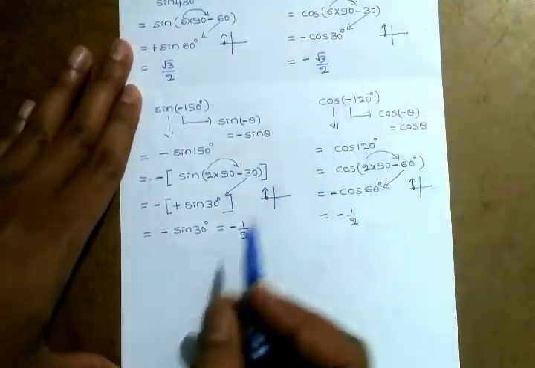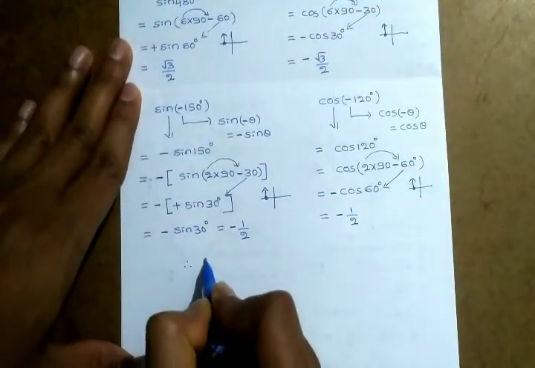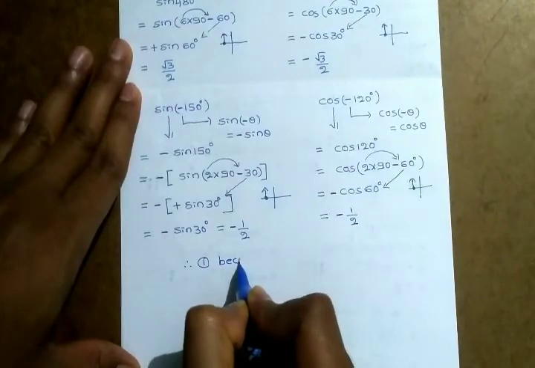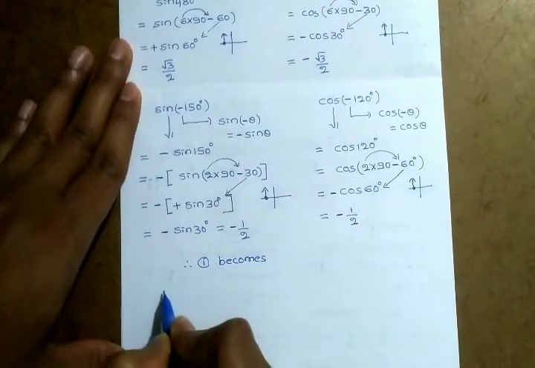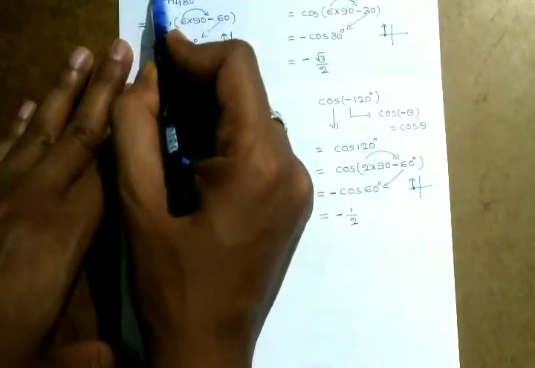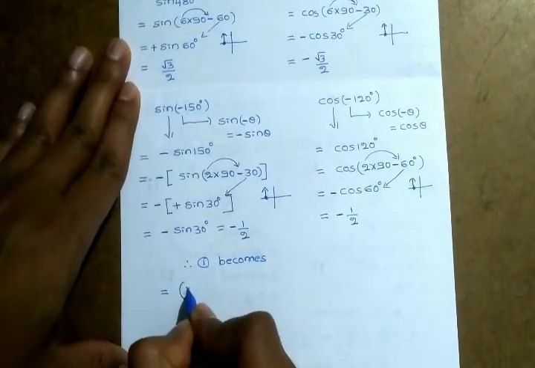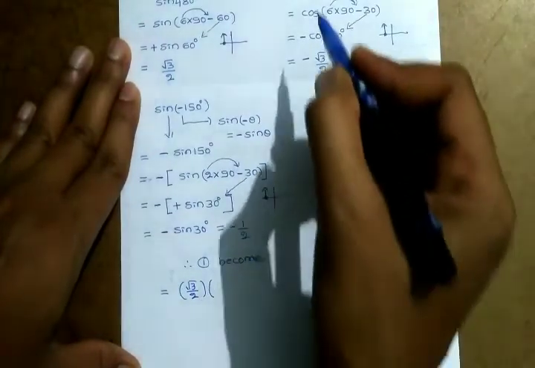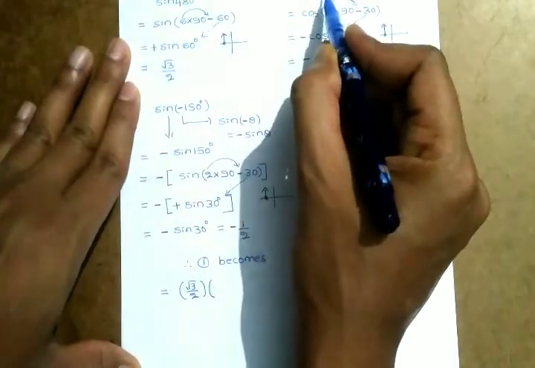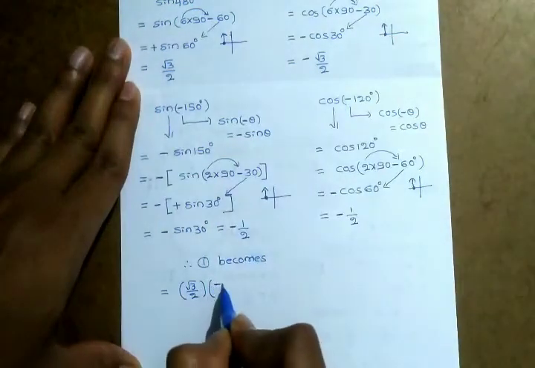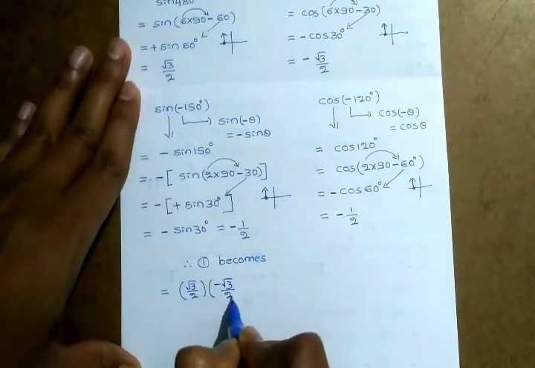Now substitute in 1. Therefore 1 becomes, which is equals to, first sine 480. Sine 480 value is root 3 divided by 2. Root 3 divided by 2 into sine 5 cos 510 is how much? Minus root 3 divided by 2.